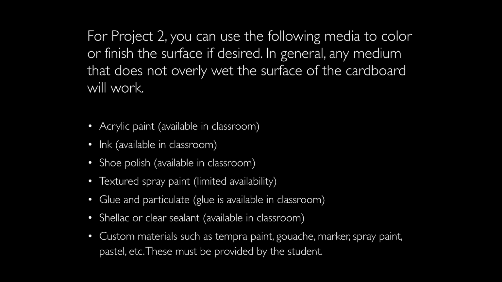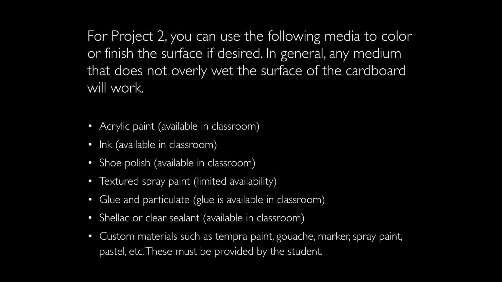Generally speaking, with cardboard, any medium that does not overly wet the surface of the cardboard will work to add color. That means you're probably not going to want to slop on really wet watercolor, but most other kinds of paint, if painted on relatively dry, will work. So you see a list here of things that will be successful, most of which are available in the classroom. We have acrylic paint. We have ink in both black and colors. We have shoe polish, which actually makes a really nice surface. We have that in black and brown.